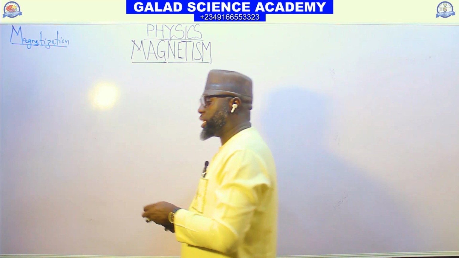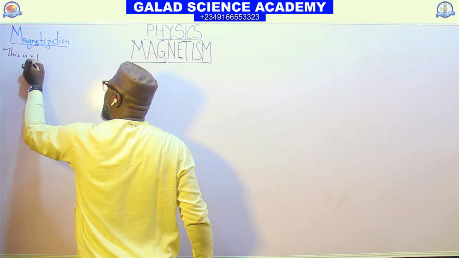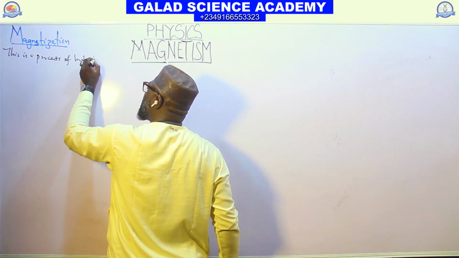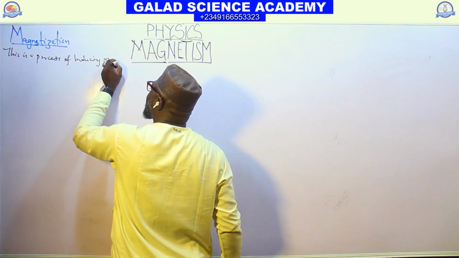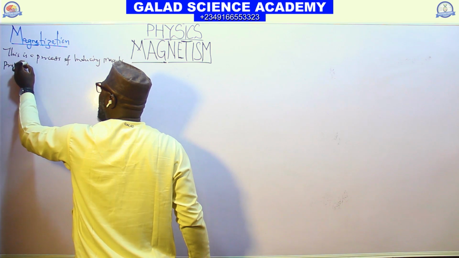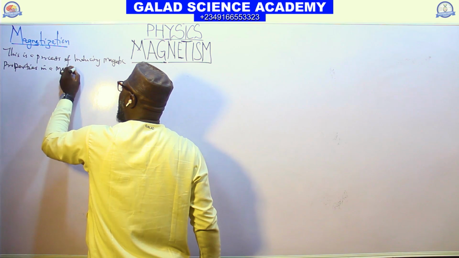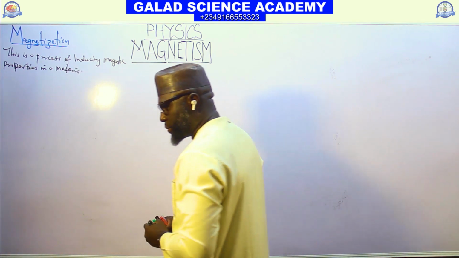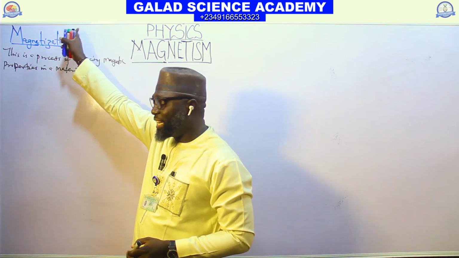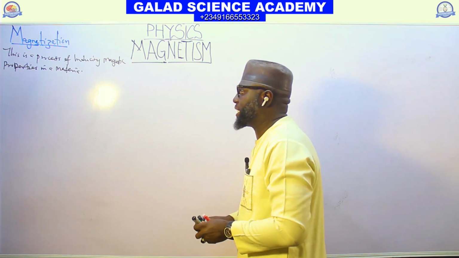So you can say this is a process of inducing magnetic property in a material. In a material is called magnetization. That is the process of turning non-magnetic substance into magnets.